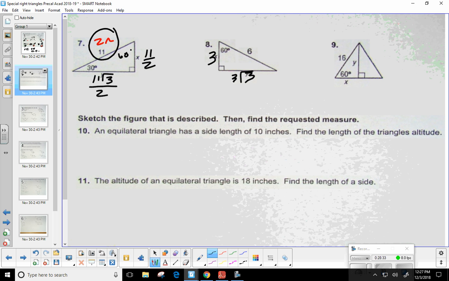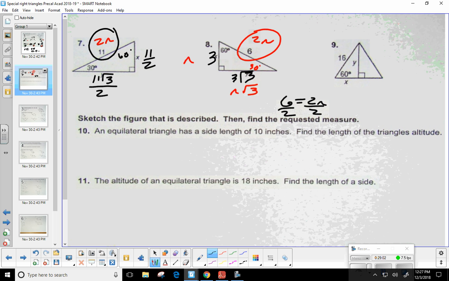Perfect. Okay. Now let's see. Running through the same process, we know that across from 30, we've been calling that n in this resource. Then across from 90 is 2n. Across from 60 is n square root of 3. And you just create an equation using the side and the expression you have. So if 6 equals 2n, that's how we got that n is equal to 3.